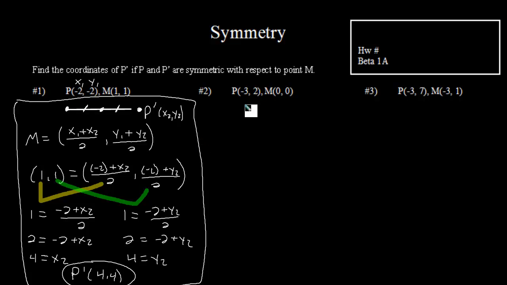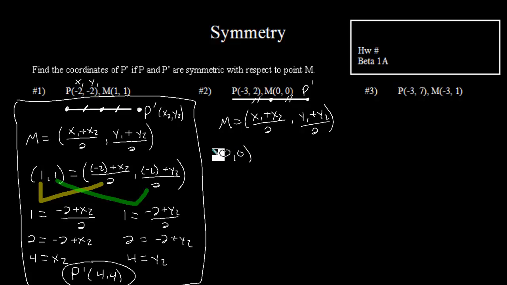Question 2, same concept, different numbers. We have P, M, and P prime all in the same segment. M is the midpoint. We don't know what P prime is. Using the midpoint formula, capital M is the average of the x values and the average of the y values. We know what the midpoint is. It's 0, 0. And this guy's happy. Yay!